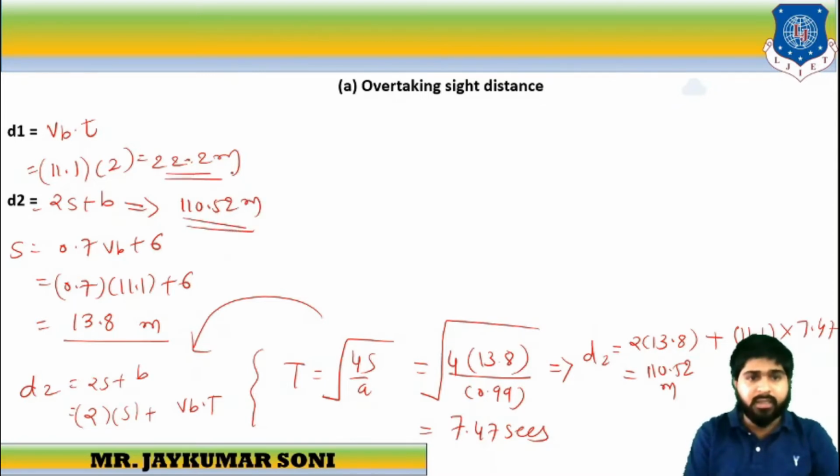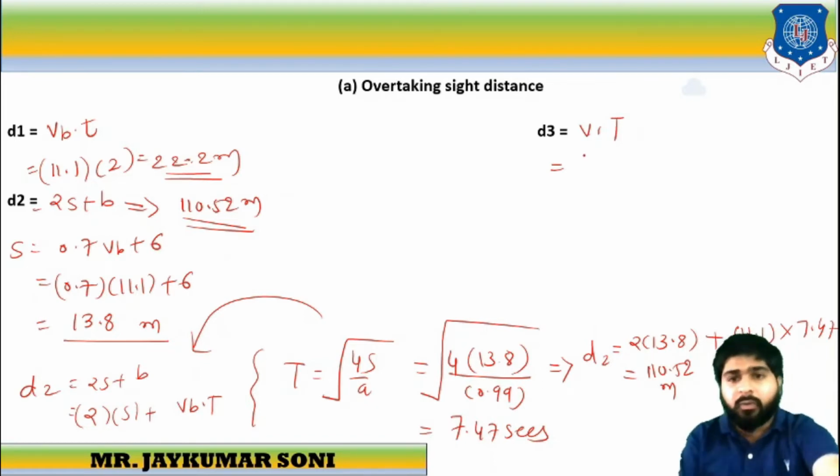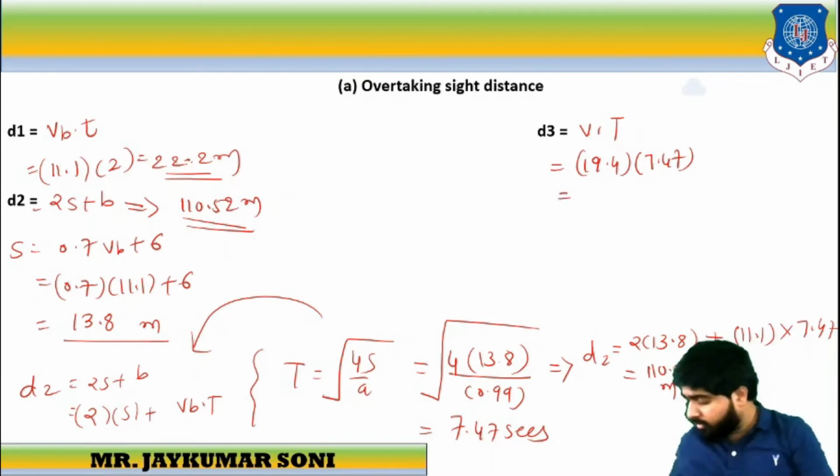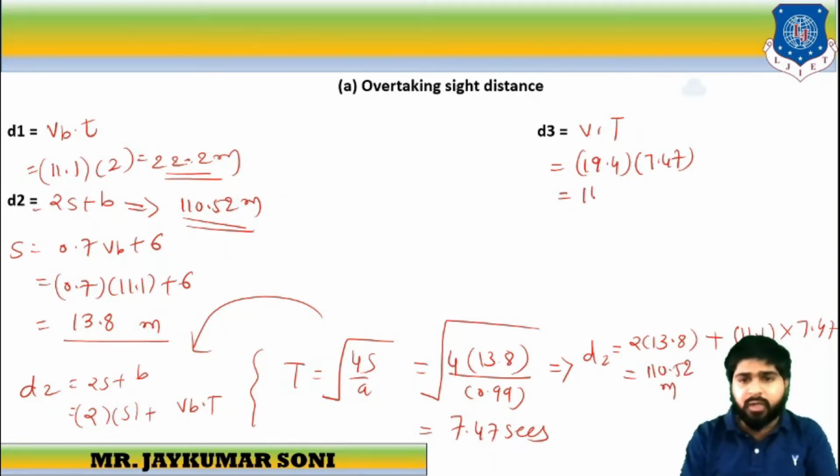One is over here, second is over here, and now we will calculate the value of D3. The value of D3 is V into T. Do we have the value of V? Yes, it was 19.4, which we have converted into meters per second, and we have the value of T as 7.47. So we get 19.4 into 7.47, which is 144.92 meters.